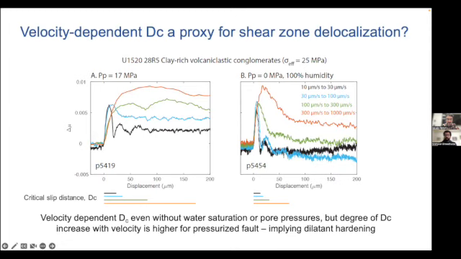So now I'm going to try and combine this numerical modeling framework with this idea that the critical slip distance encodes information about the shear zone thickness. So this is all super new work, so kind of bear with me.